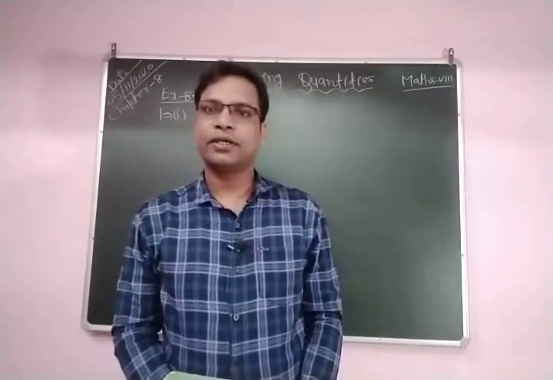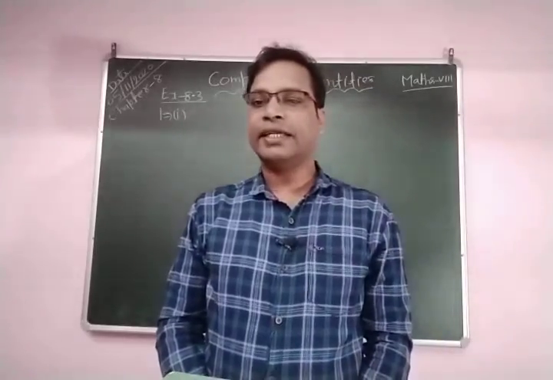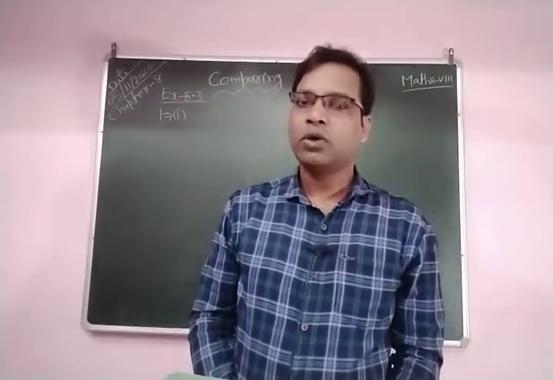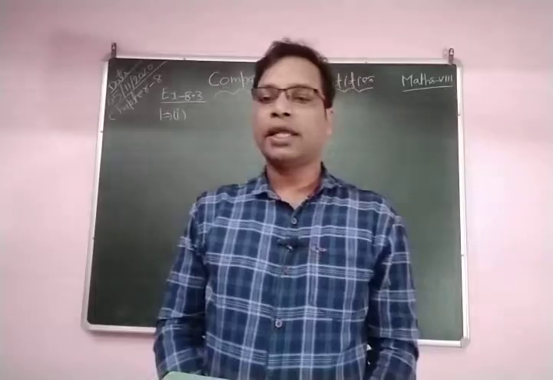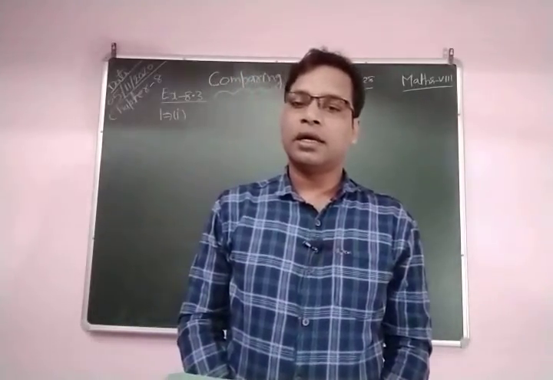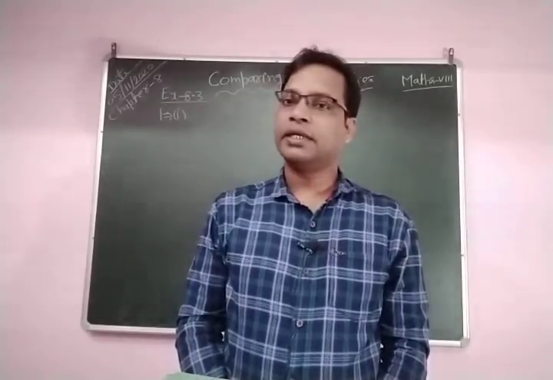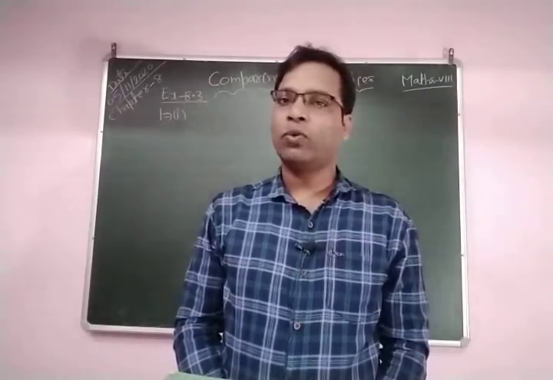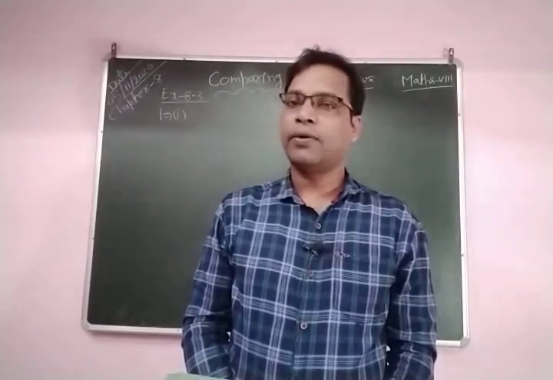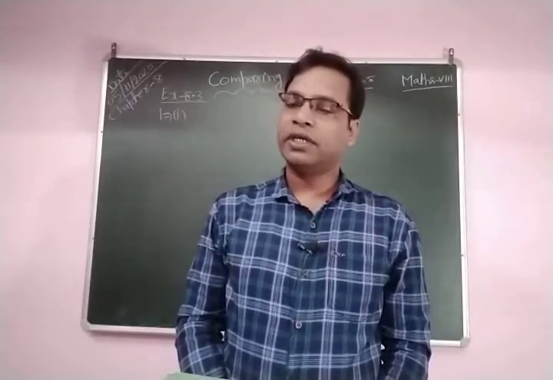Good morning, student. Today we are going to discuss chapter 8, comparing quantities, exercise 8.3, question number 1. Question number 1: calculate the amount and compound interest on 10,800 rupees for 3 years at 12.5 percent per annum compounded annually. Okay, so how can you find the amount and the compound interest?